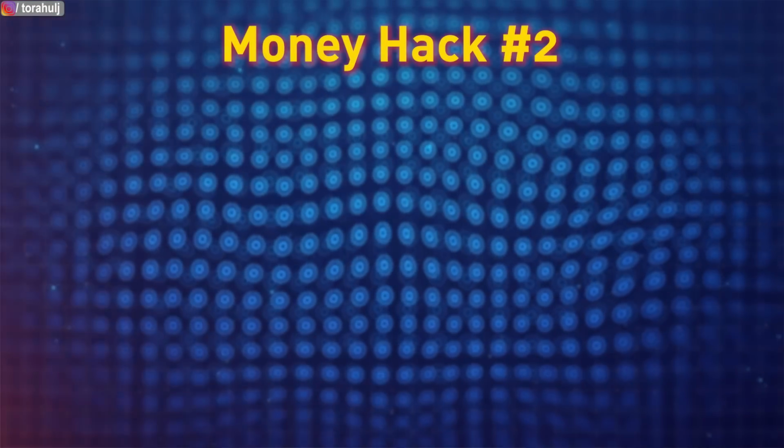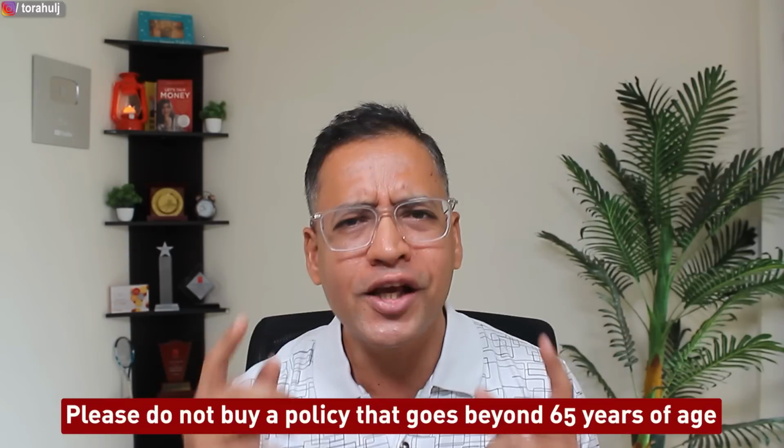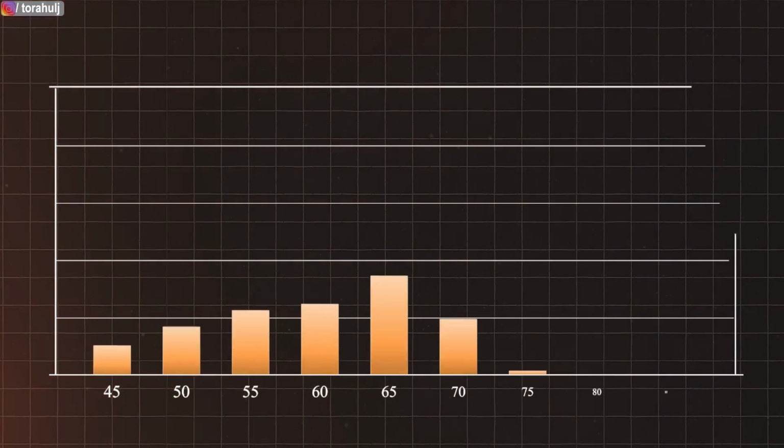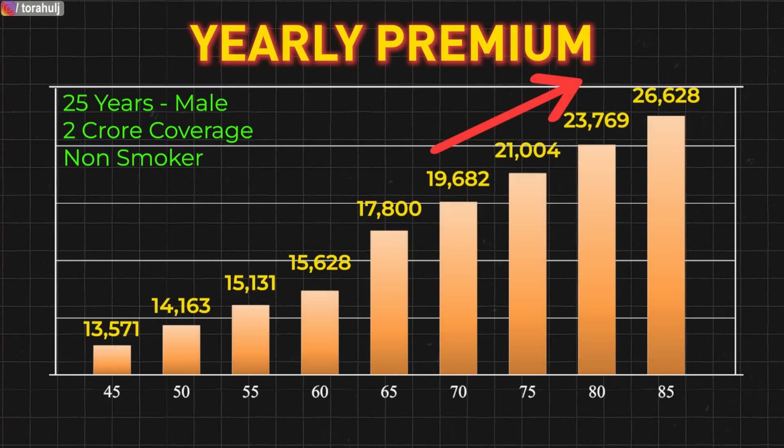The second one is on life insurance or term insurance. If you or someone in your family or someone in your friend circle is trying to buy a life insurance or term insurance, please do not buy a policy that goes beyond 65 years of age, because as you can see on my screen, the premium after the age of 65 years of coverage goes very high. Steeply it goes up.